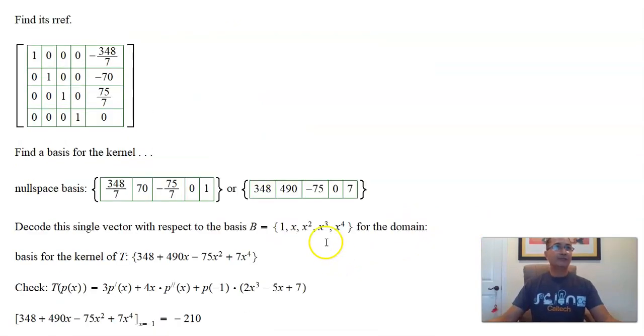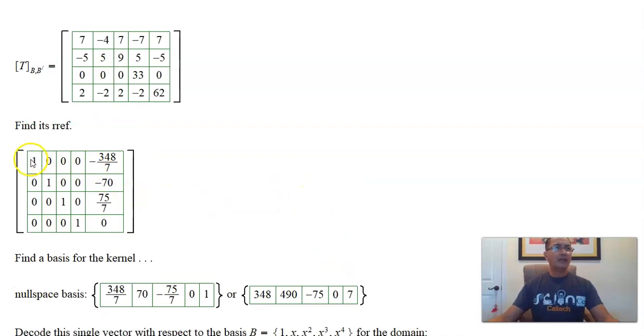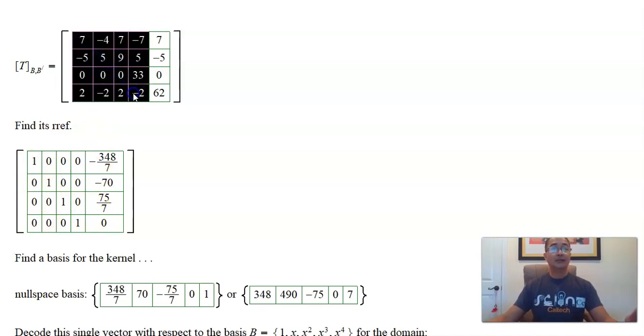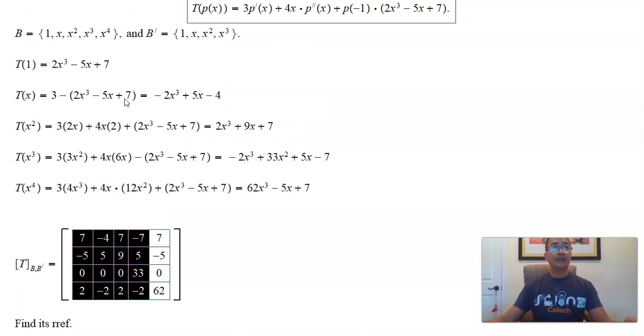Now how about the range? Our leading variables are in columns 1 through 4. So the minimizing theorem says go back to the original matrix and use columns 1 to 4 as your basis for the column space. But these are vectors from R4. We have to decode them now using the basis B prime.